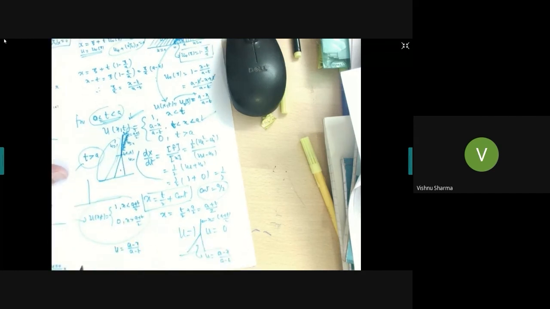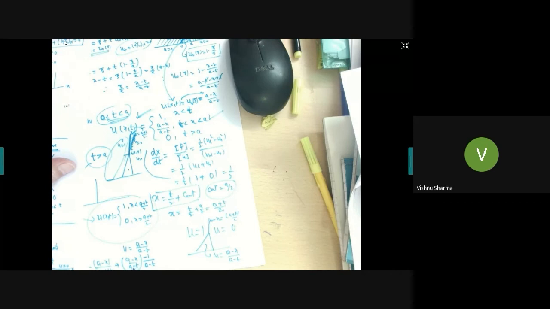What is u_t? u_t will be a minus x upon a minus t whole square, with minus sign. Am I right? Plus u, that is a minus x upon a minus t, into u_x. And u_x will be what? Differentiating with respect to x, that is minus 1 upon a minus t. So you see, this should give you identically 0. And it is so. Am I right?